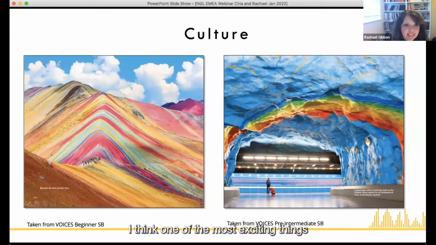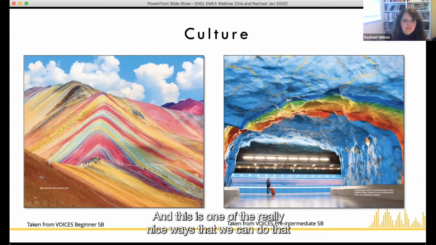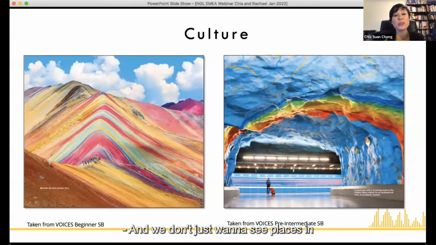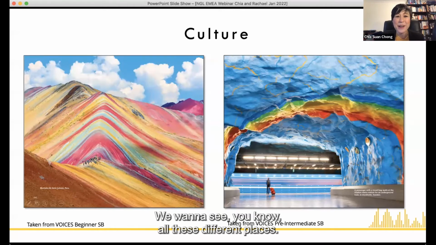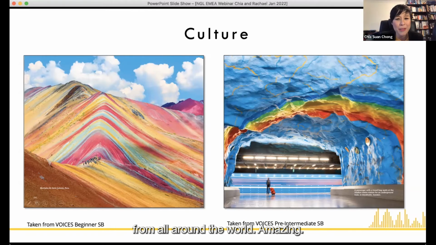I think one of the most exciting things about learning a language is the idea that it's opening the world up to you. And this is one of the really nice ways that we can do that in the classroom. And we don't just want to see places in America or in the United Kingdom. We want to see all these different places, all these natural phenomena from all around the world.